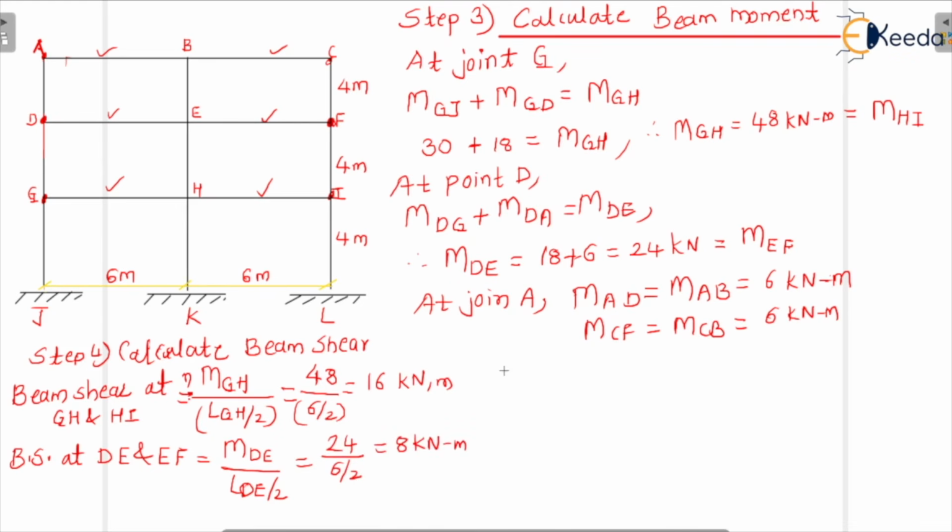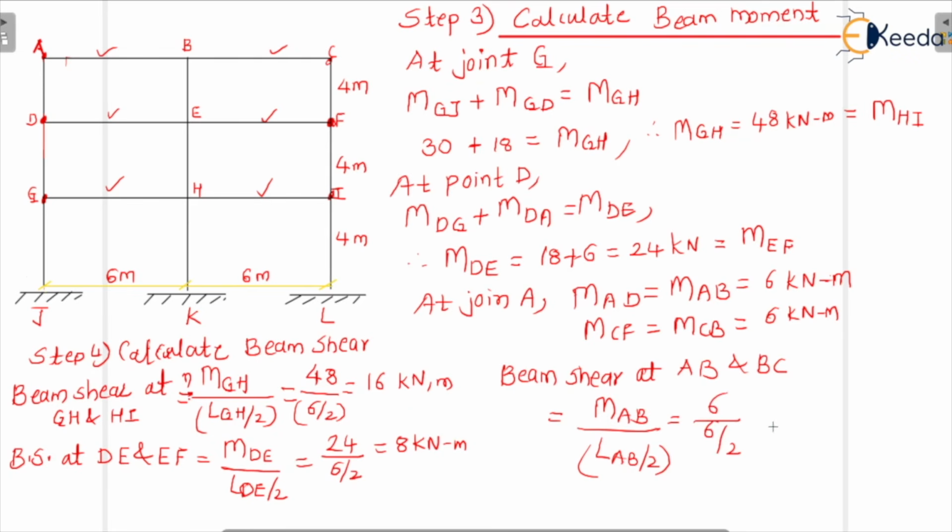Okay, so after this again beam shear at the top beam AB and BC. Here it is equal to M of AB divided by L of AB by 2. So what is M of AB? That is 6. 6 divided by 2. So we get the answer as 2 kilonewton meter. So we are done with step number 4 as well.